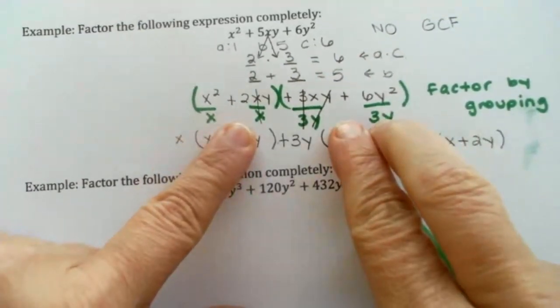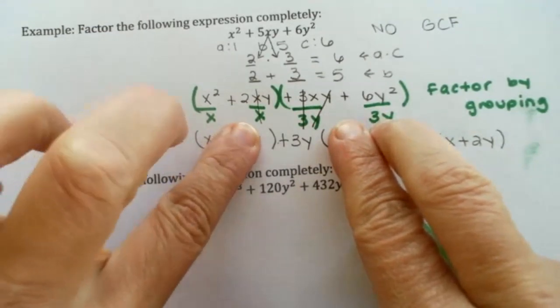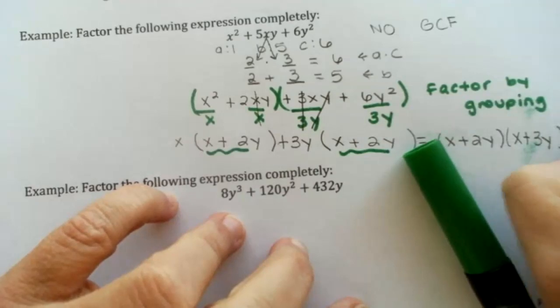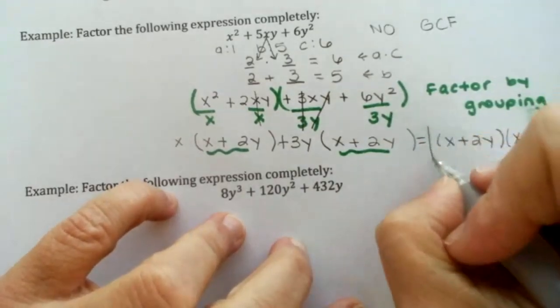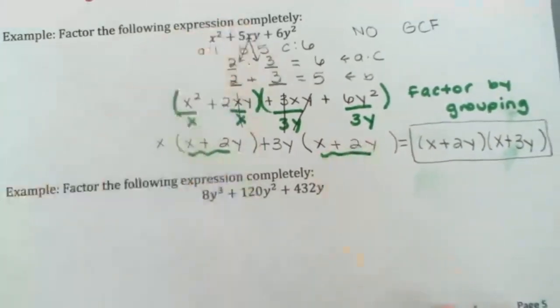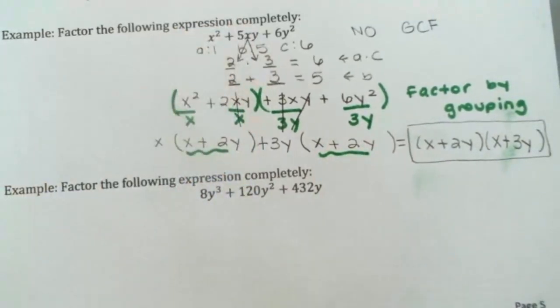Taking out x plus 2y, we're left over with our other factor of x plus 3y. So x plus 3y, and this is our answer: x plus 2y times x plus 3y. If we were to multiply those back together, we would get back to our original problem.